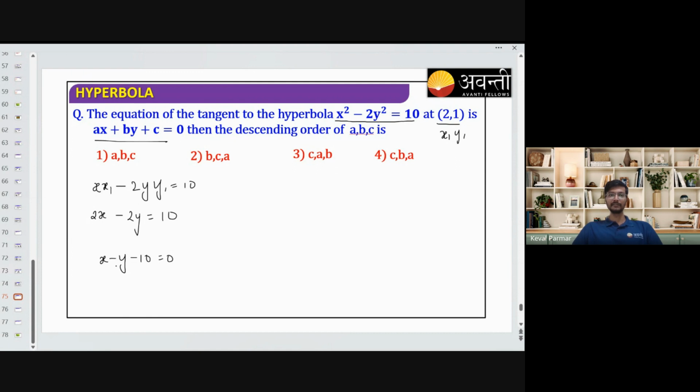They have given the equation as ax plus by plus c equals to 0. That means a is 1, b is minus 1, c is minus 10. Descending order, I have written it in descending order only. Descending means I think it should be decreasing order, right? Descending order is not the word, it should be decreasing. So decreasing order, I have written it in the decreasing order only. See, 1, minus 1, minus 10. That is A, B, and C. That means option number 1.